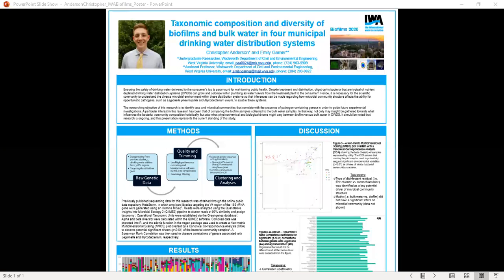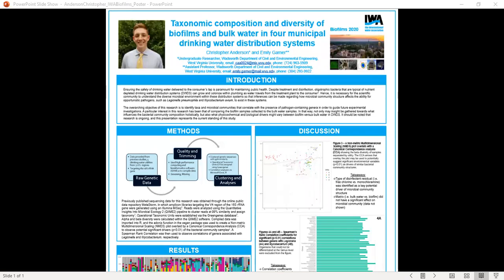It should again be noted here that this isn't necessarily harmful to your health. In fact, most of the bacteria in your drinking water is harmless. However, biofilms and bulk water both can become harmful in the event that they are infiltrated by an opportunistic pathogen, which is a disease-spreading bacteria, such as Legionella pneumophila and Mycobacterium avium.